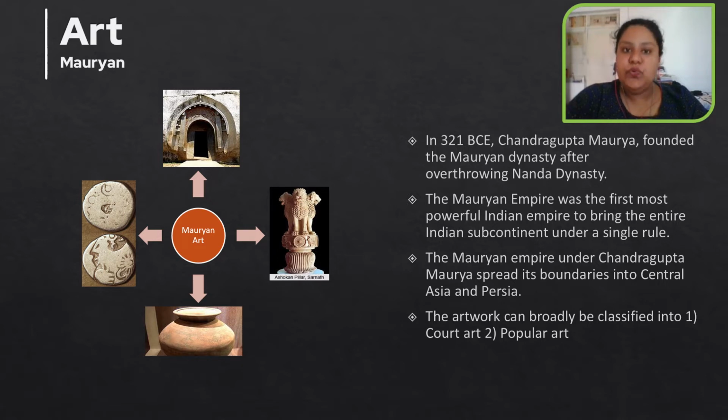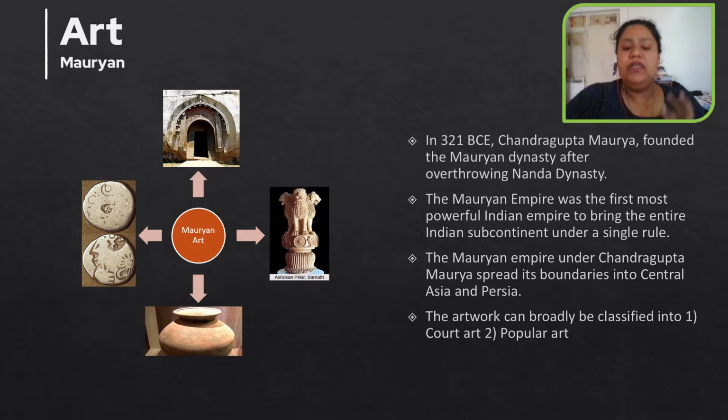In 321 BCE, Chandragupta Maurya founded the Mauryan dynasty, and not only the dynasty but the Mauryan Empire, the first empire of the Indian subcontinent, after overthrowing the Nanda Dynasty. The Mauryan Empire was the first most powerful empire to bring the entire subcontinent under a single rule. Chandragupta Maurya spread its boundaries to Central Asia and Persia as well. The artwork during this period was usually divided into court art and popular art.